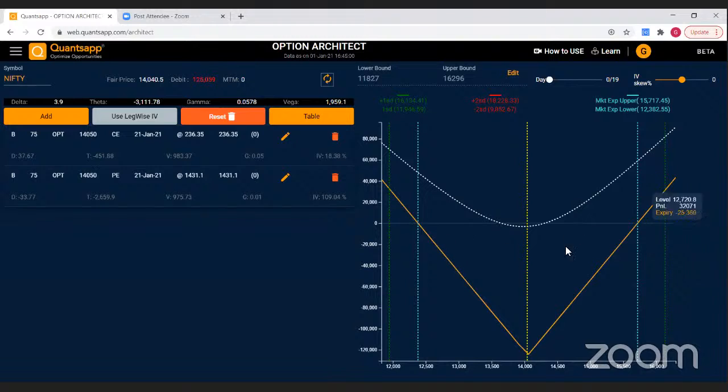Now, if you switch on this graph, you can see at what particular level how your payoff is. So if I am looking at the level of 12,270, then at this point how my payoff is going to be.